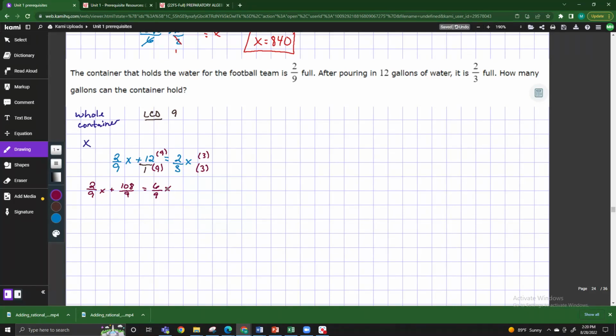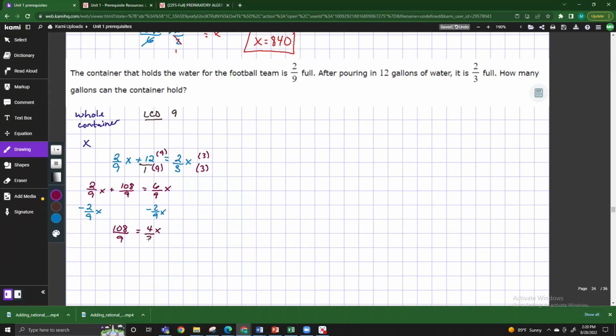All right, I want to get all of the letters together on one side, so I am going to subtract the 2/9. This is smaller than the other. I've got less 9s. Minus 2/9. So this gives me 108 over 9 equals 4X over 9.